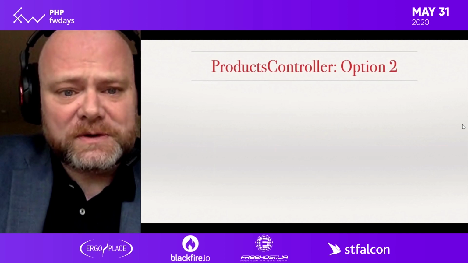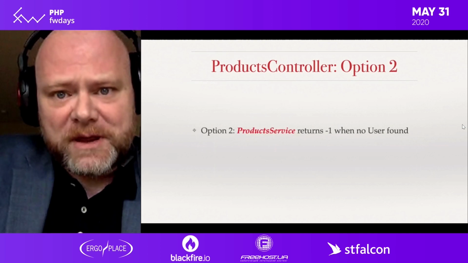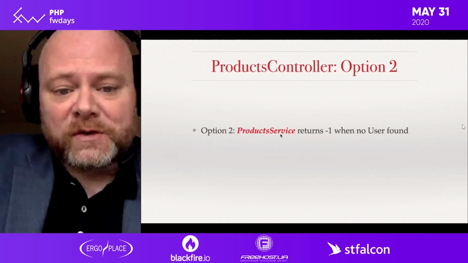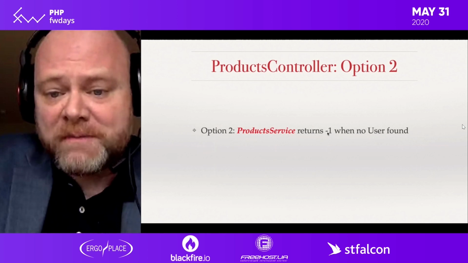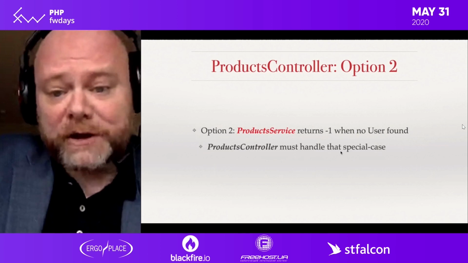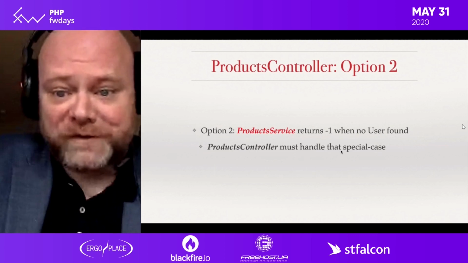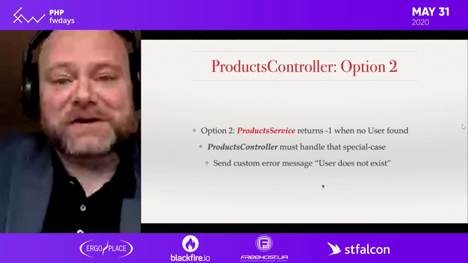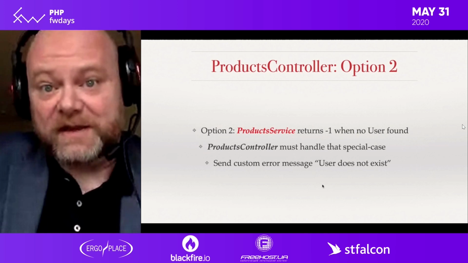So option two, we're going to try to be better, right? We're going to try to handle the fact that the product service returned -1 when no user was found. And so now the products controller also must handle that special case and send a custom message to the end user saying this user does not exist.